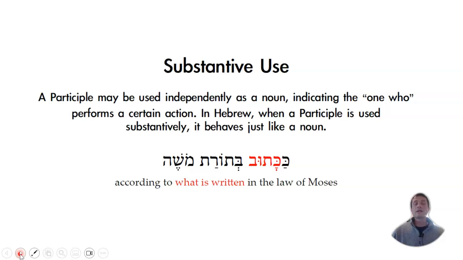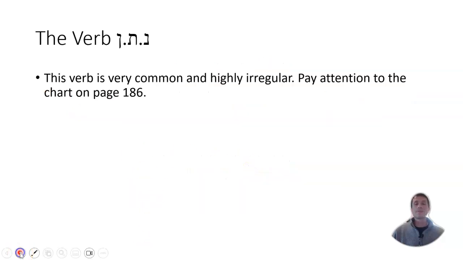And then finally they can be used like nouns. This is kakatuv b'torat Moshe. Here's that preposition kaf. According to what is written, again, functioning like a noun, like the object of that preposition, according to what is written in the Torah of Moses, in the law of Moses.